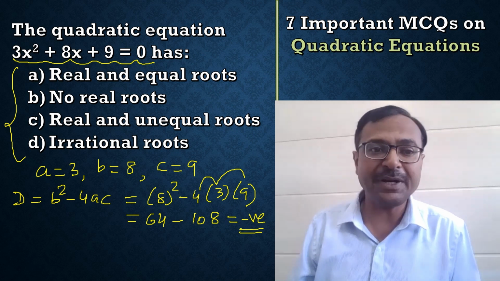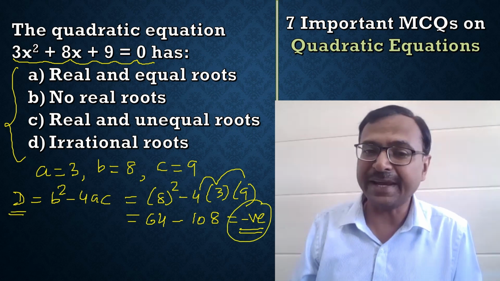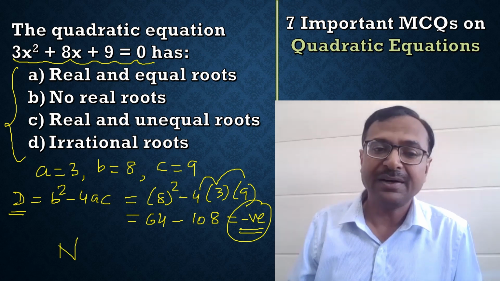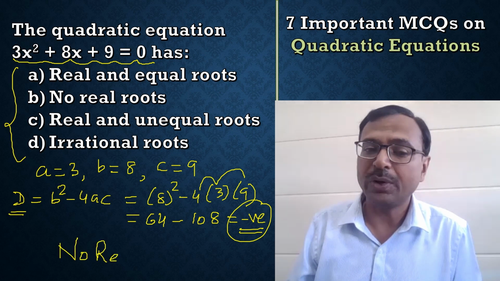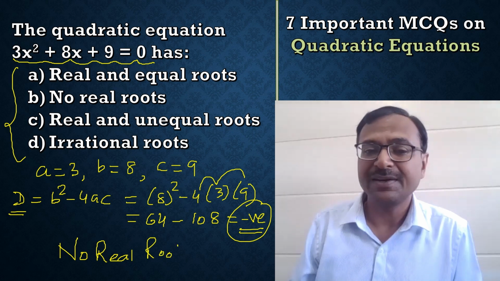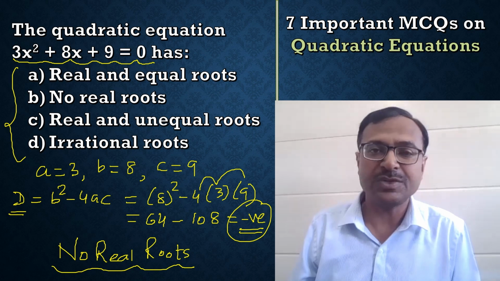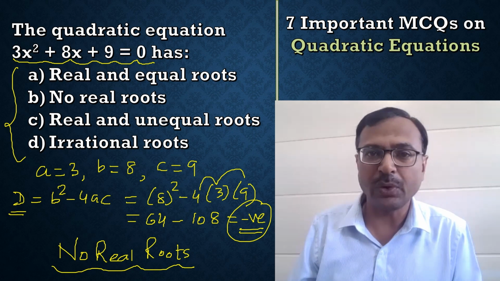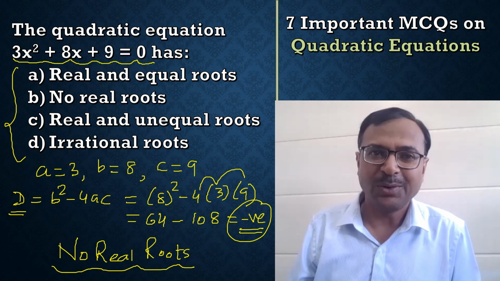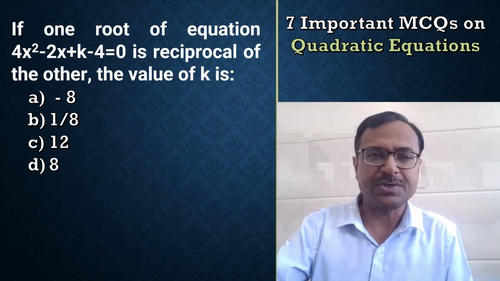Whenever the discriminant of a quadratic equation is negative, then the equation will have no real roots. That means the roots of this equation are complex or imaginary, which is beyond the scope of class 10 students. So the answer is no real roots. Okay, now let's see the next question.